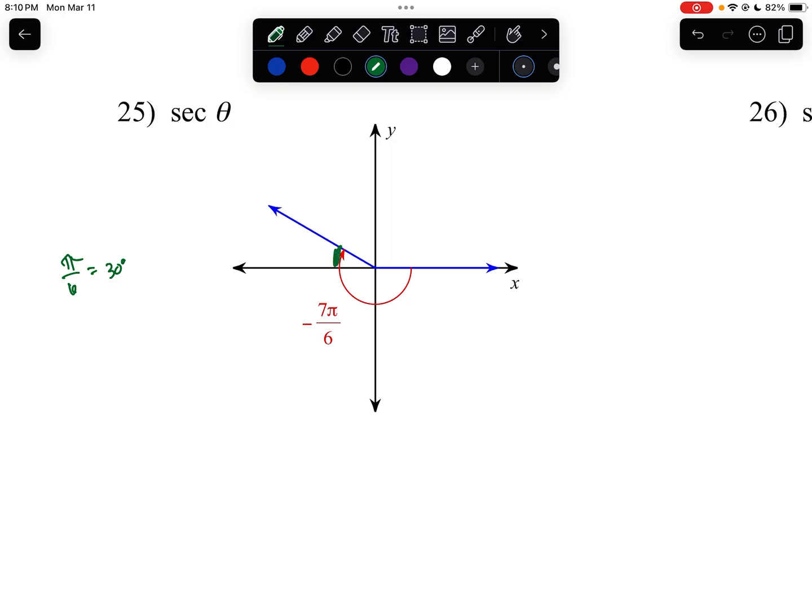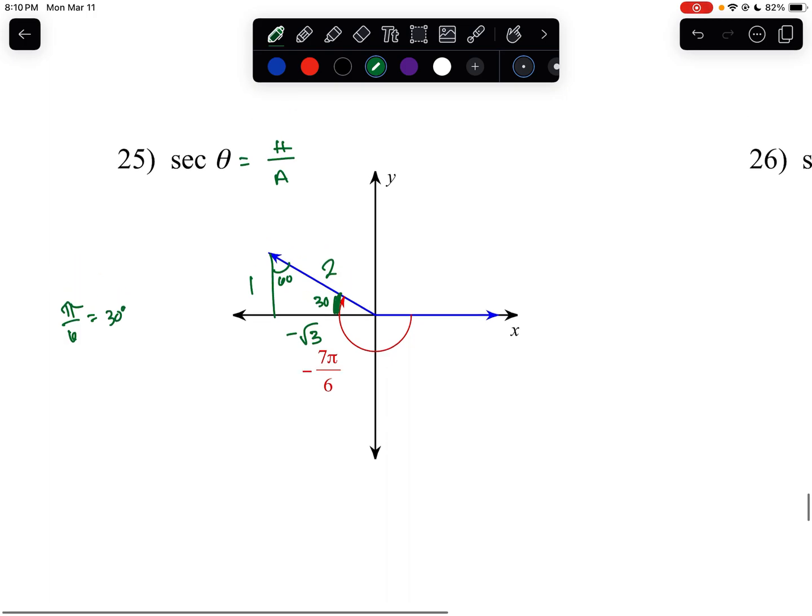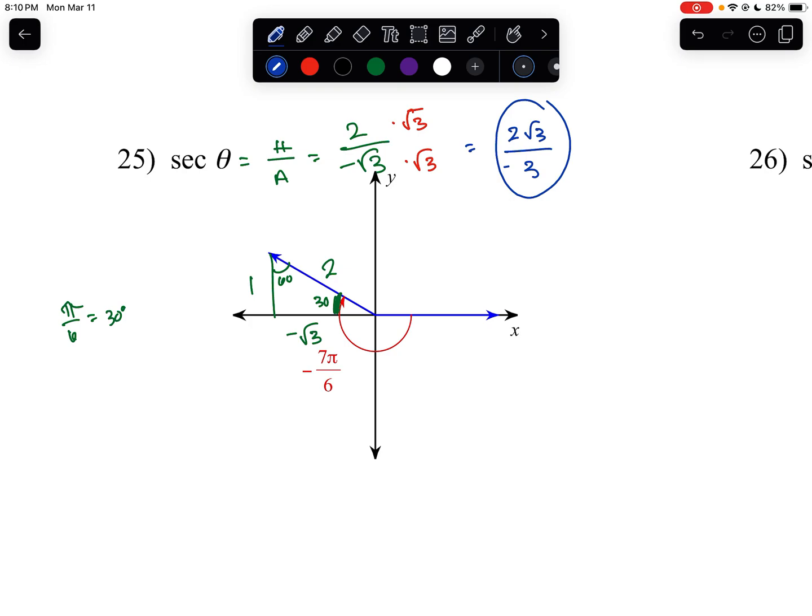So I know that this angle right here is 30. This right here is 60. Okay, and then so we have 30, 60, 90, 2, 1. This is going to be negative root 3. Secant is the hypotenuse over the adjacent. So the hypotenuse is 2. The adjacent is negative root 3. We have a root in the denominator, so just multiply by the same root. So we get 2 root 3 divided by negative 3. There you go.